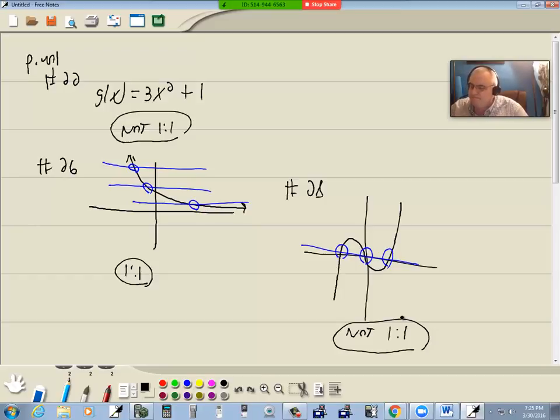I'm looking for the problems where it asks you to find the inverse. That looks like the next page. So let me clear this off.